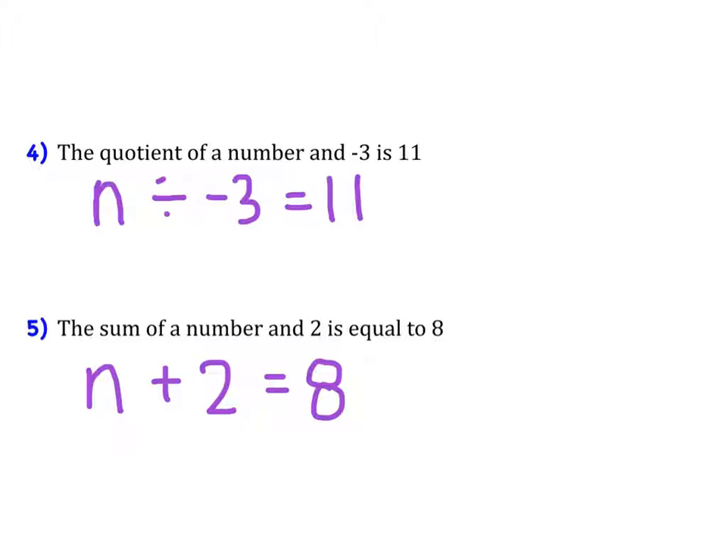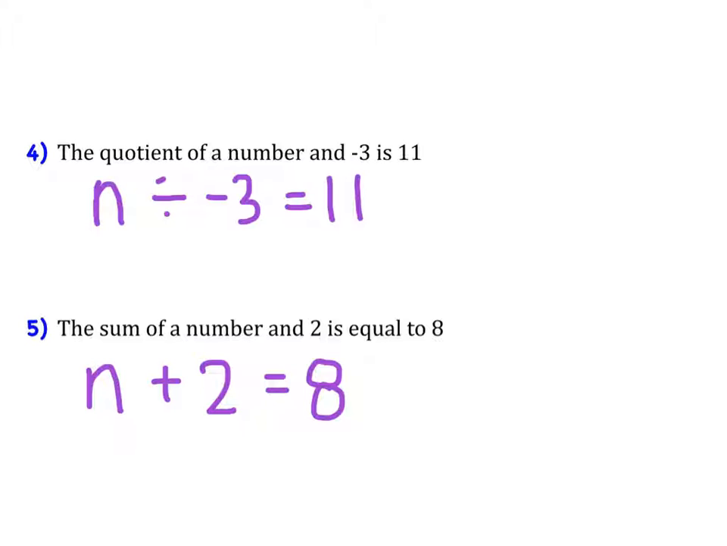All right, number 4, the quotient of a number and -3 is 11. We can translate as n divided by -3 equals 11 because quotient represents division. Number 5, the sum of a number and 2 is equal to 8. Sum is a keyword that represents addition, so we write this as n plus 2 equals 8.